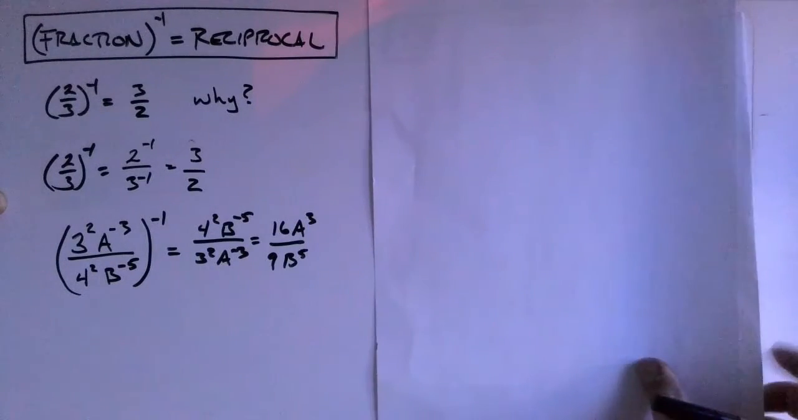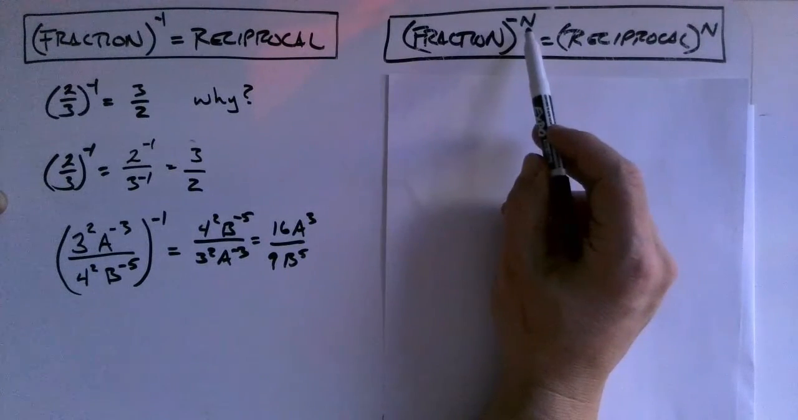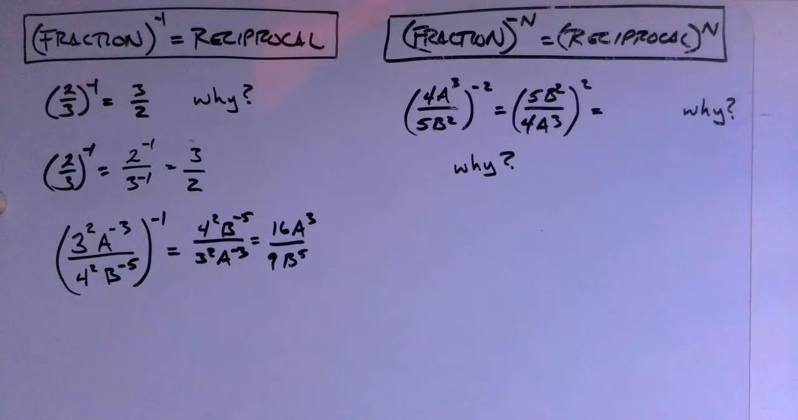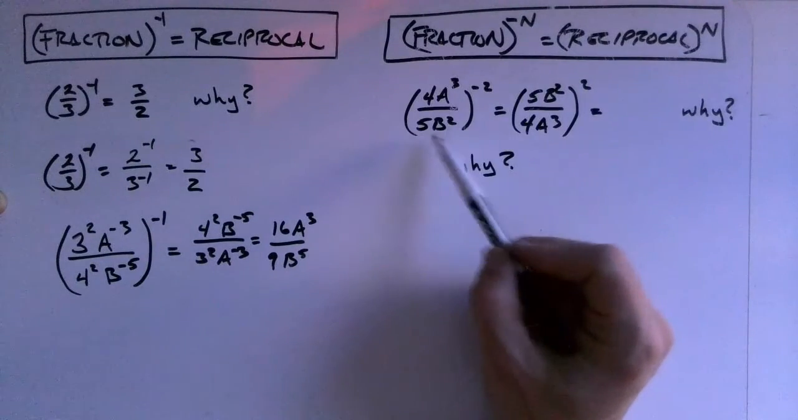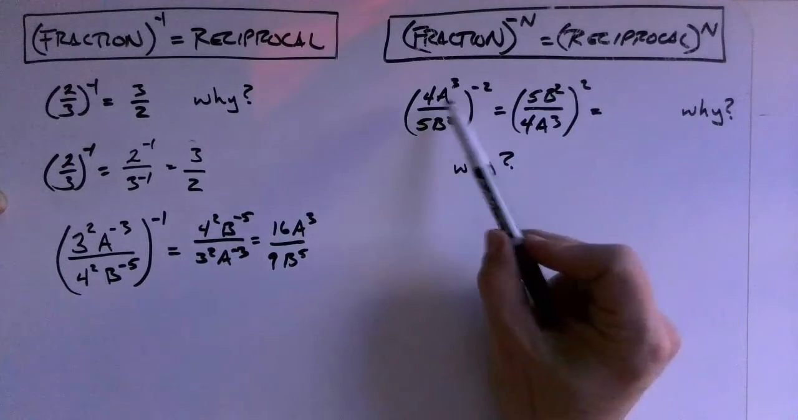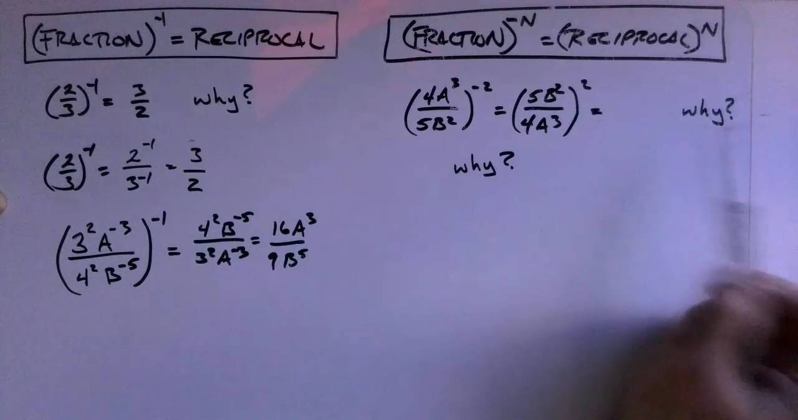I'm going to expand it to a more generalized rule, and here it is. If you actually have a fraction to a negative exponent, period, it's just the reciprocal to the positive exponent. I'll show you a cool example. What if you had 4a cubed over 5b squared to the negative 2? Well, it actually equals the reciprocal to the positive exponent. And why does this work?